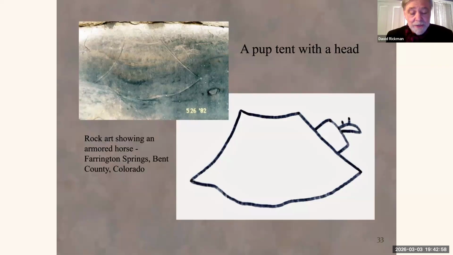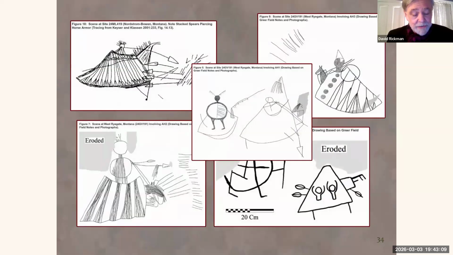This makes one form of barding seen in Plains art, a rock art, look, at least to me, like a pup tent, a pup tent with a head. We see this shape repeated. And yes, for the purpose of this talk, I will call this pup tent horse armor.